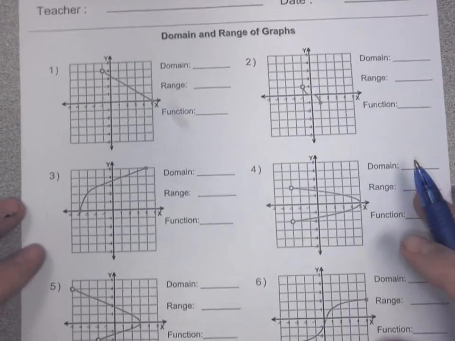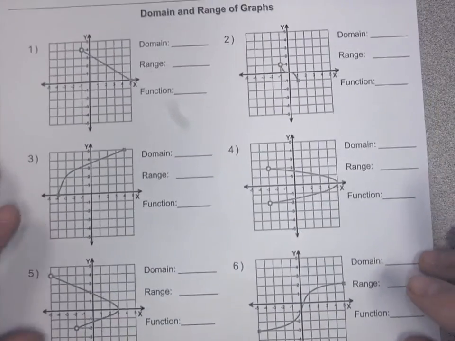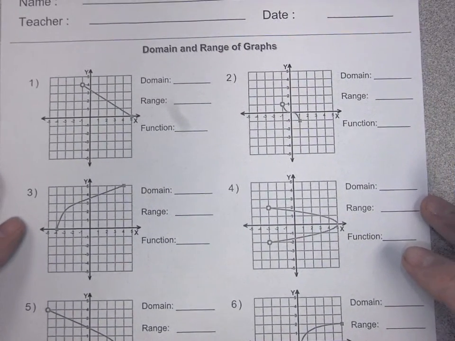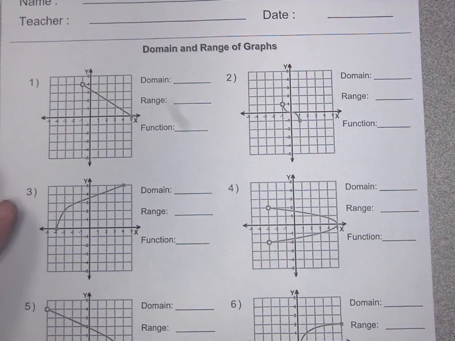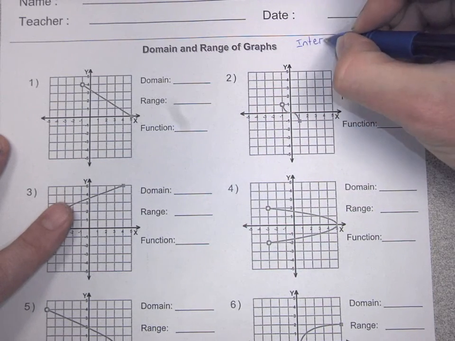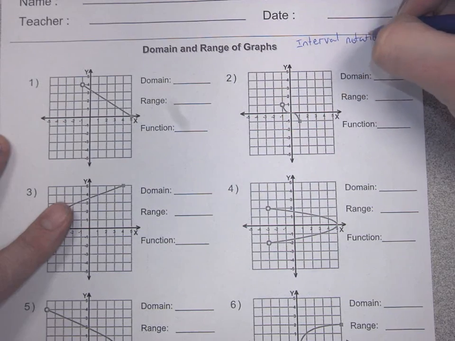All of these relations, excuse me, some of these aren't functions. All of these relations are continuous, which means that we can represent our domain and range with interval notation. So I'm going to make myself a little note that I'm going to use interval notation.